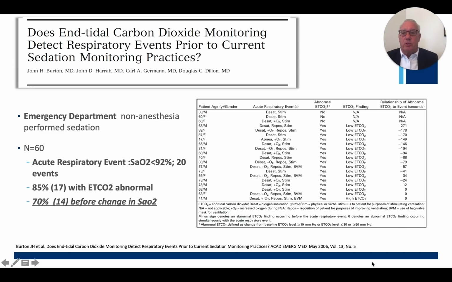This study from 2006 was specific to an emergency room department for non-anesthesia performed sedation, similar to what I said in the GI lab. And they looked at 60 patients, and they defined a respiratory event as a saturation of less than 92%, of which they had 20. 85% had an abnormal end-tidal CO2, where 70% of those changes were noted before the change in the SaO2.